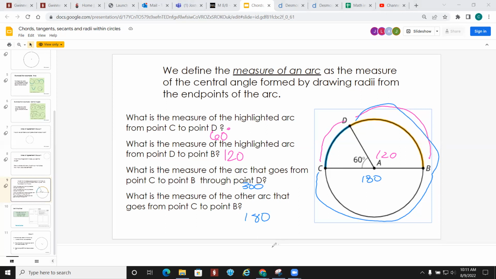When you're doing these kinds of things, make sure you pay attention to the order they're listed in. If they say from D to B, you start at D and then go to B. Be mindful of which letter is listed first and which direction they're talking about. Because if you had put B to D, that would have been a different arc length, or different measure.